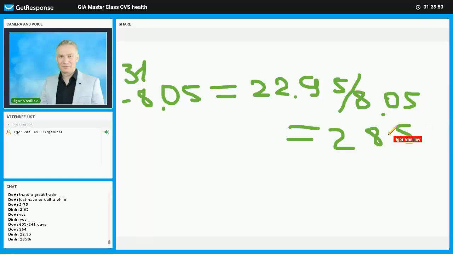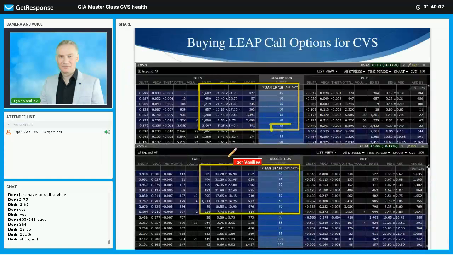It's nearly 100% less, but still very impressive, right? Okay, another thing. Let's go back to the same thing. Now, actually, you still can use the strategy and make money, but not wait for long term.